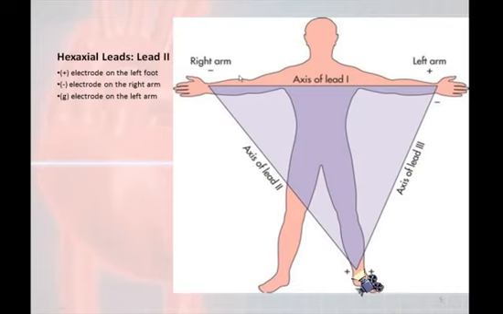Now let's look at lead 2. To acquire lead 2, you're going to put the positive electrode down here at the left foot. The negative electrode is still going to stay up here on the right arm. The ground electrode is going to come over here onto the left arm. So you're still looking from positive to negative, so now you're looking up in this direction towards the right arm.